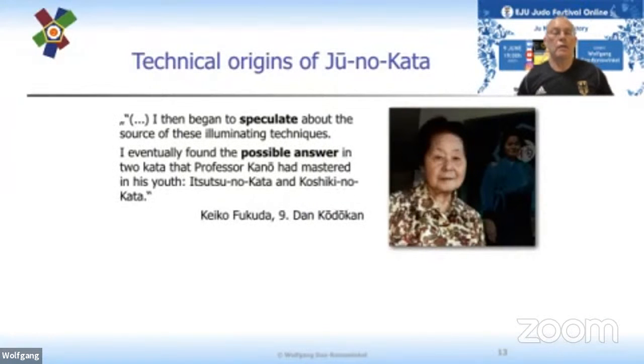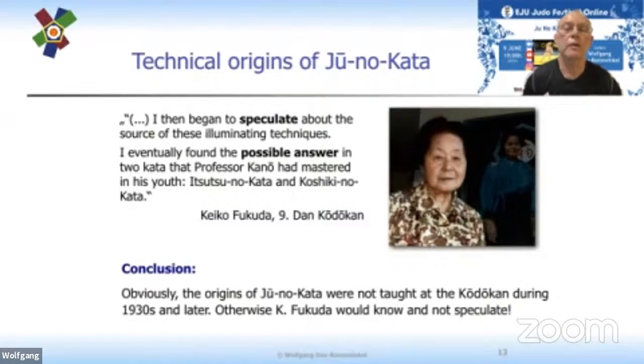What are the technical origins of Juno Kata? Where came the idea of Jigoro Kano? We can read in the famous book of Keiko Fukuda the following quote. I then began to speculate about the source of these illuminating techniques. I eventually found a possible answer in 2 kata that Professor Kano had mastered in his youth, Itsutsu no kata and Koshiki no kata. So the first conclusion we can draw from this quote is obviously the origins of Juno Kata were not taught at the Kodokan during the 1930s and later, because otherwise Fukuda would not have to speculate about the possible answer about the sources.